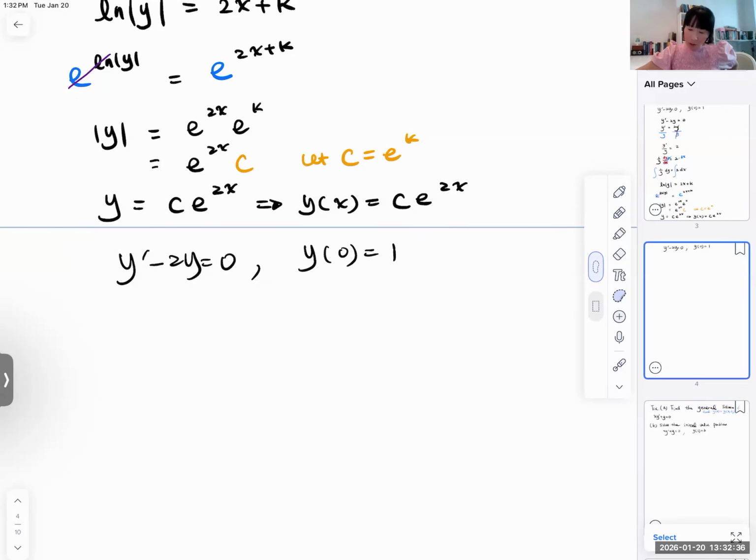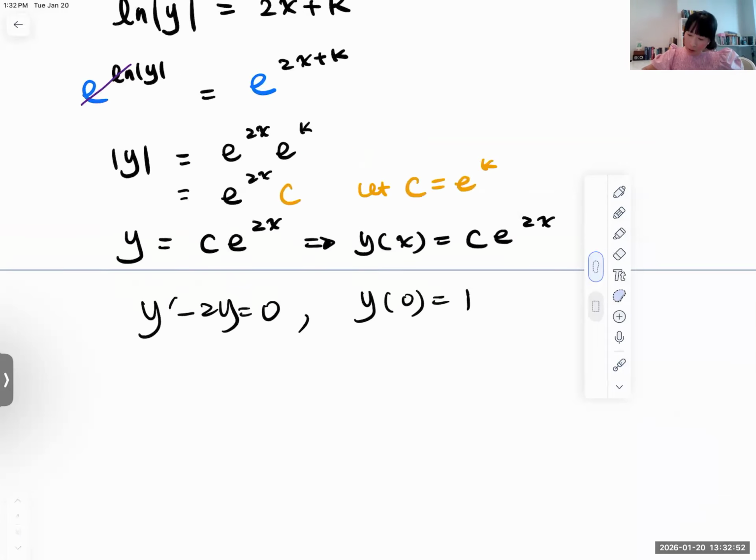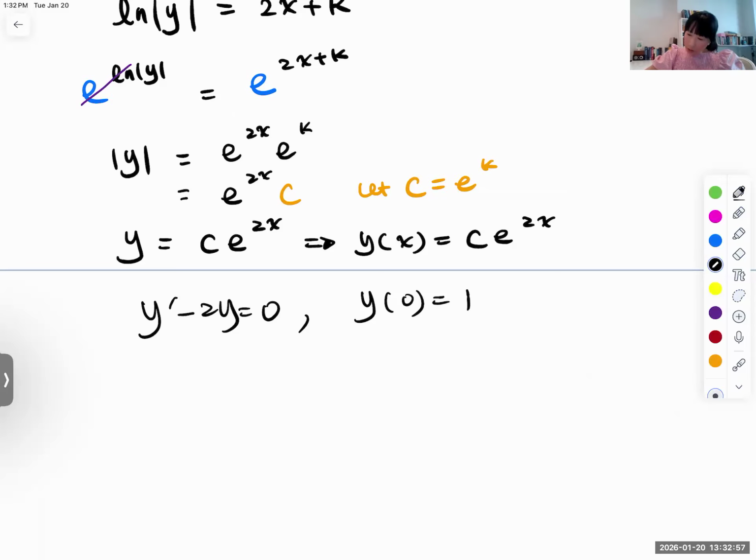All right. So what is the C will be? Oh, C is e to the K power, right? But then with that initial, right? Okay. All right. So let's do this one. So when x equal to 0, that means, right?